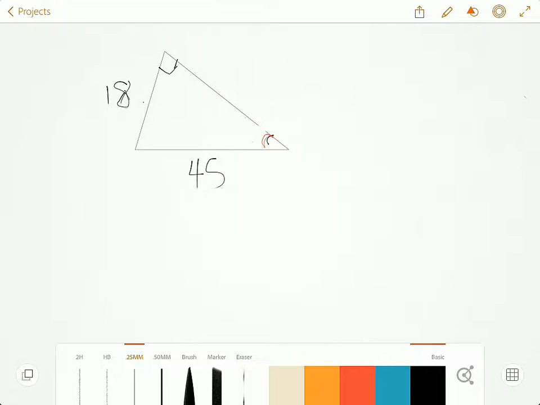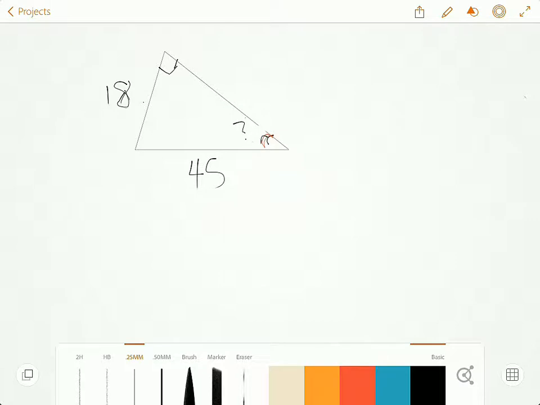Alrighty, folks. Now, I'm going to use my trig functions to be able to help me find angles as well. Last time we learned how to find a missing side, but now I have a missing angle. To do that, I'm going to still approach it the same way that I did last time. So I'm going to look and see where my angle is.